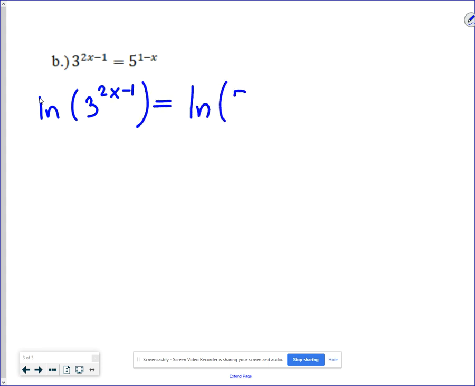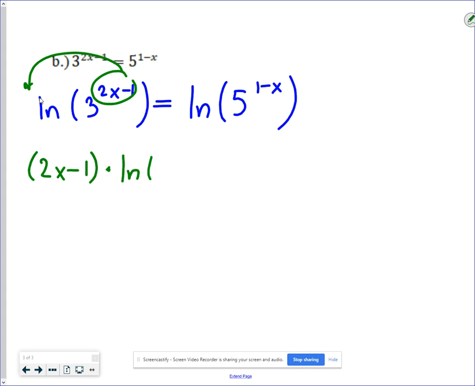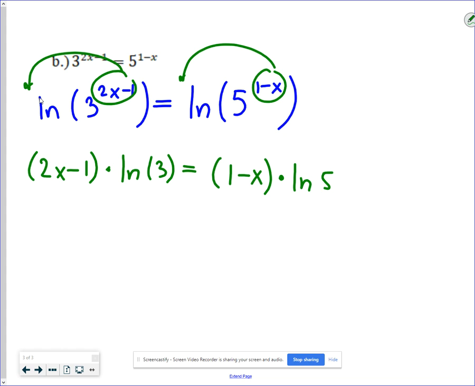Again. And then we're going to use our exponent rule to move that to the front of my logarithm. So it's going to be the quantity 2x minus 1 times the natural log of 3 is equal to the quantity 1 minus x times the natural log of 5.